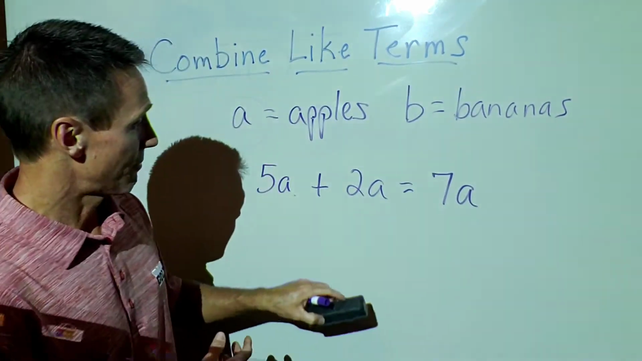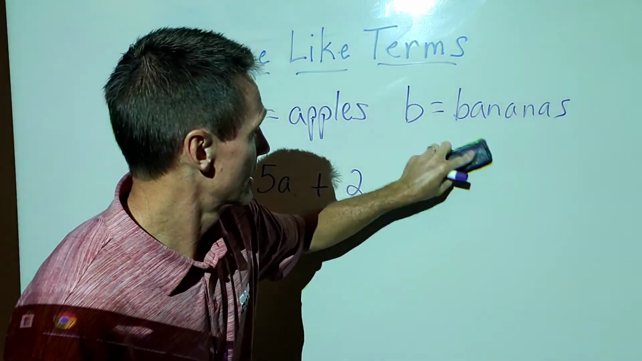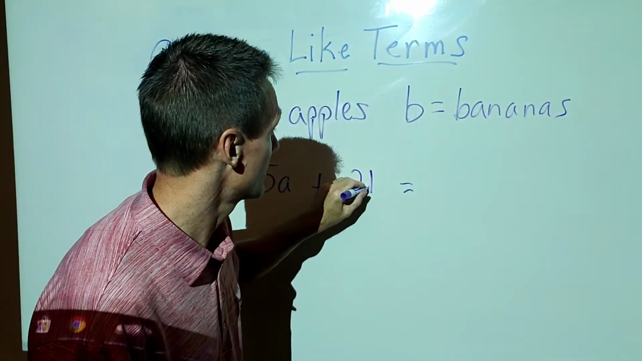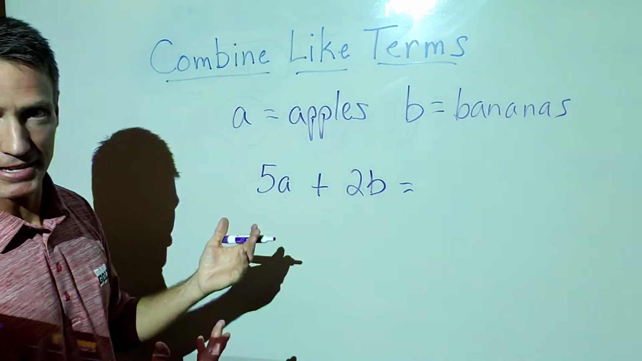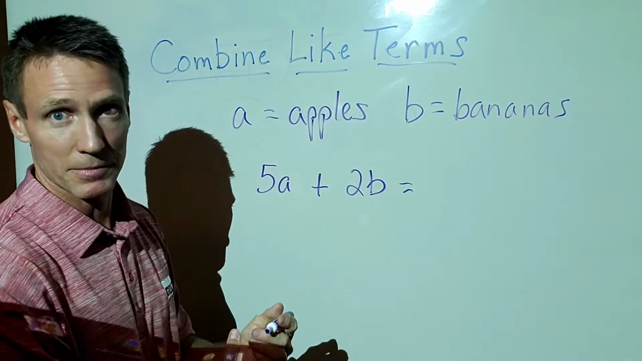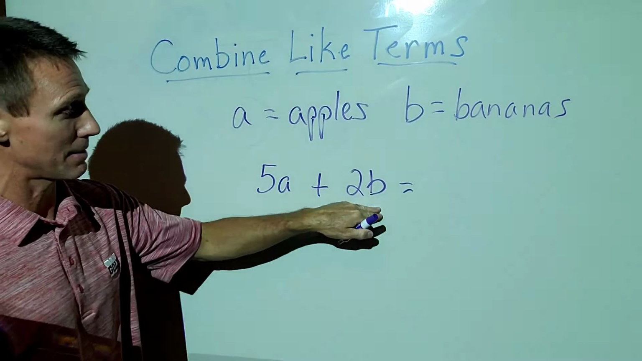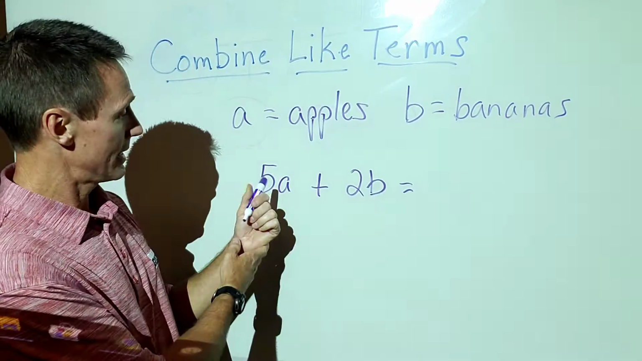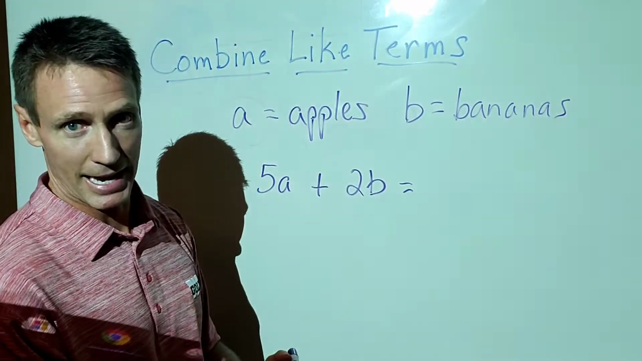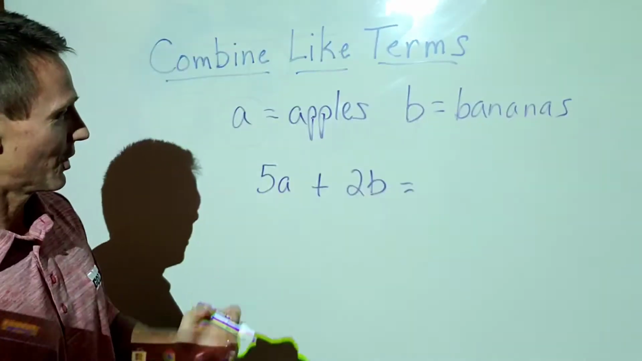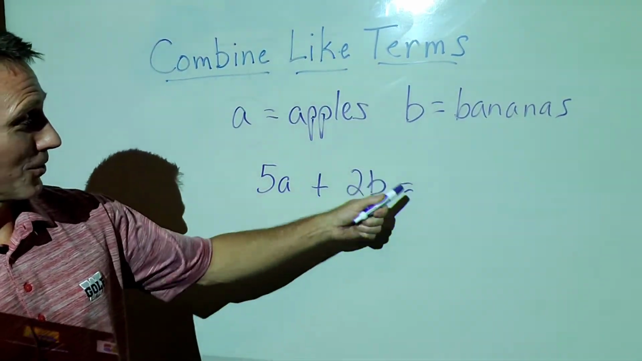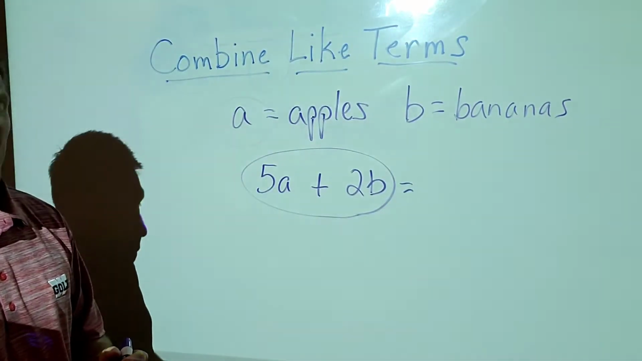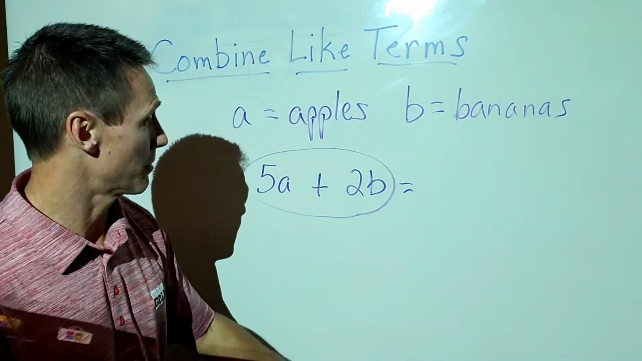Now, if we change this from 5 apples and somebody gave me 2 bananas, apples and bananas obviously are not the same. Okay, they're not like. In this case, A's and B's are not like terms. So with this example, we cannot combine the apples and the bananas to give a bapple or a anana or whatever that may be. So in this case, that is simplified as far as we can go. So we have 5 apples plus 2 bananas. Okay, nothing to combine.